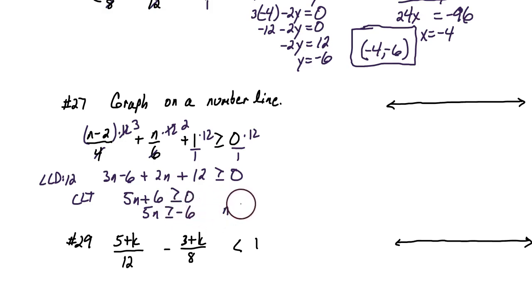Now divide by 5 on both sides. So we have negative 6 over 5. Here is our answer. Let's graph that. So on the line, find negative 6/5 anywhere you want. It gets a closed dot because of that or equal to bar, and then shade greater than, which is to the right.